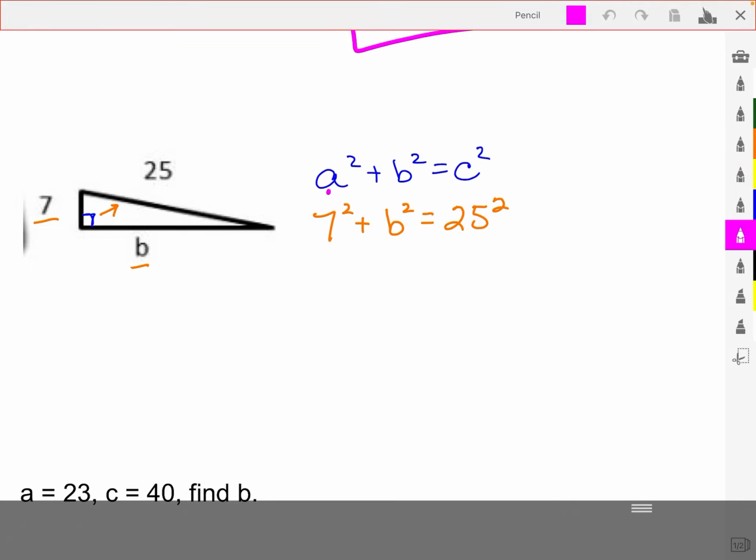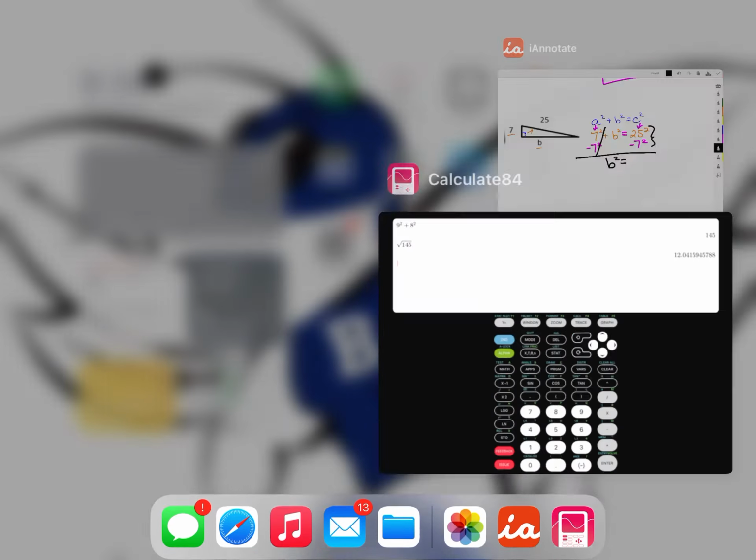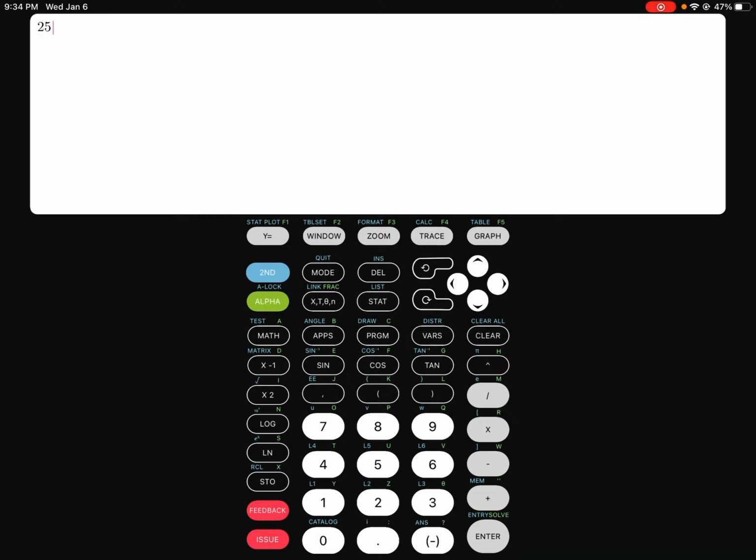Now, since 7 squared and 25 squared are across the equal sign from one another, I'm going to subtract, because ultimately I want b squared all by itself over here. And then I'm going to type this in my calculator: 25 squared minus 7 squared. I get 576.